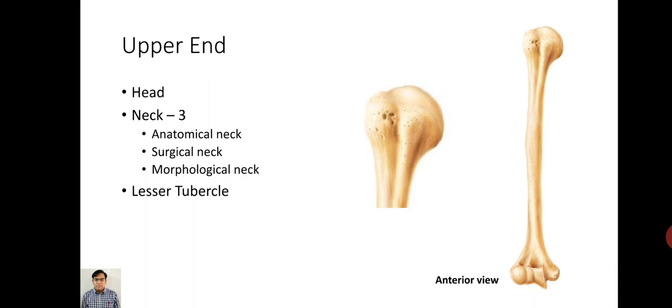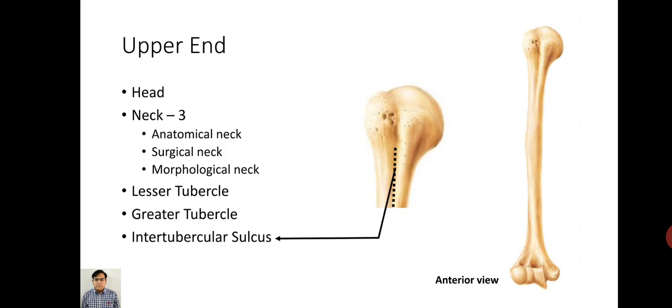Anteriorly there is a bony elevation known as lesser tubercle. So this is lesser tubercle. Same on lateral side, there is another elevation known as greater tubercle. So this is greater tubercle, and in between this tubercle, lesser and greater, there is a groove known as intertubercular sulcus. So this is intertubercular sulcus, and intertubercular sulcus is also called as bicipital groove.